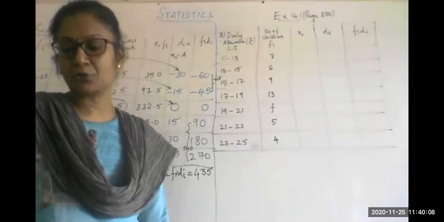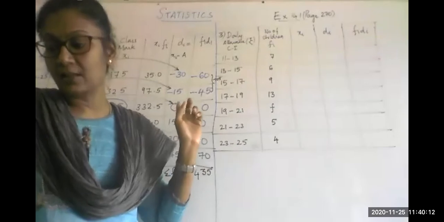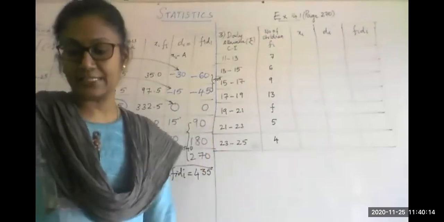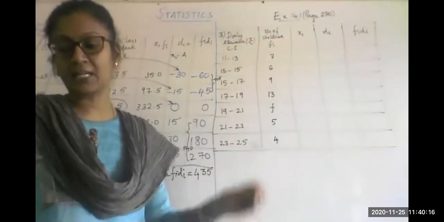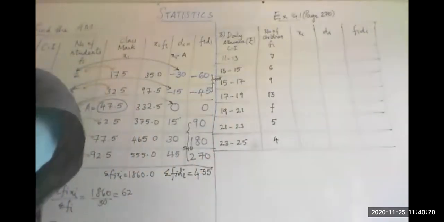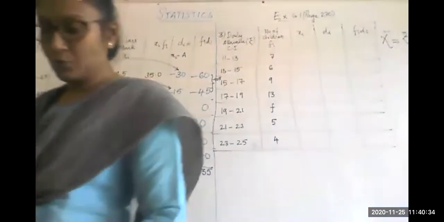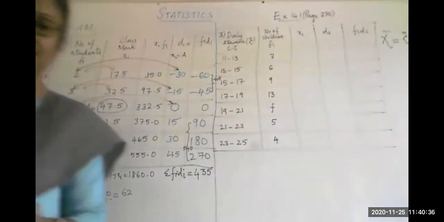The following distribution shows the daily pocket allowance of children of a locality. The mean pocket allowance means the X bar is given. The mean pocket means arithmetic mean. The arithmetic mean of the distribution is given as rupees 18. And they are asking you to find the missing frequency F.